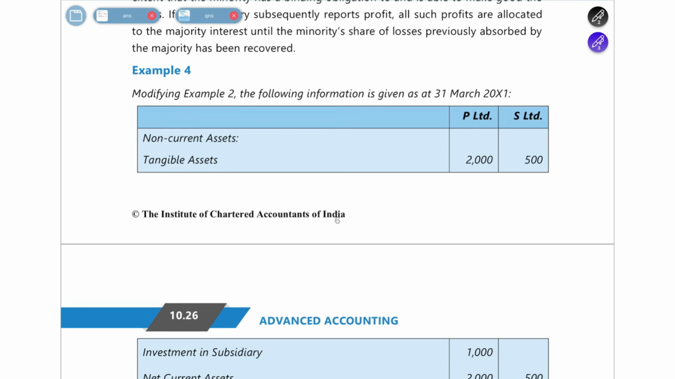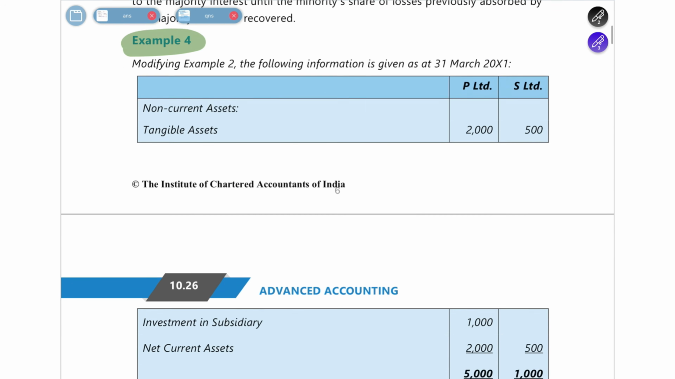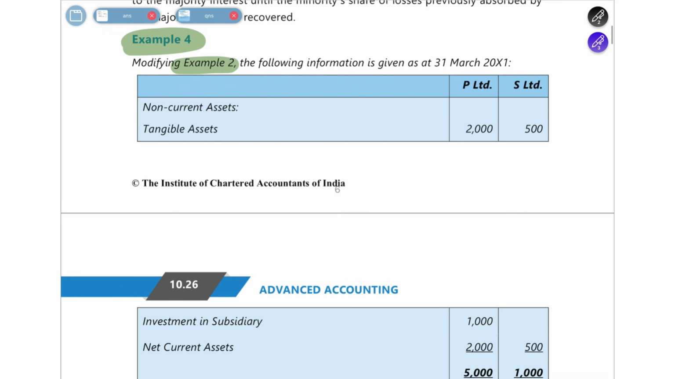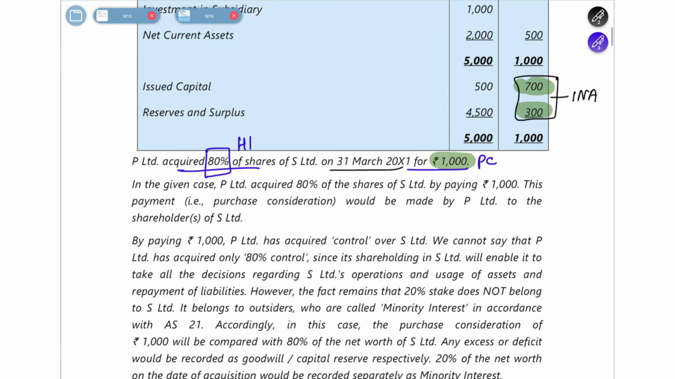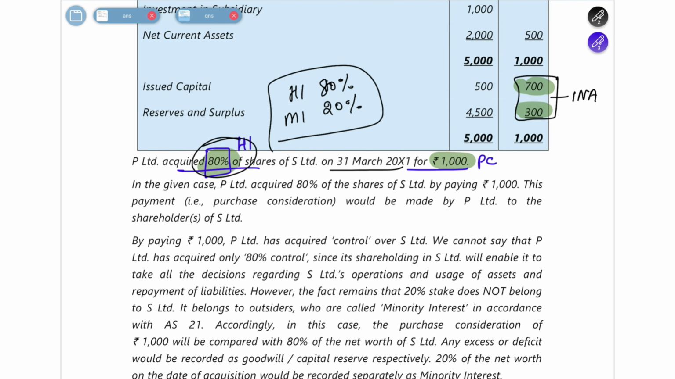So now let's move on to example number 4. In example number 4, they are saying that modifying example number 2. So in example number 2, we had issued share capital of 700, reserves and surplus of 300, and your PC was 1000. Here the only change from the previous example is that your holding interest earlier was 100%. Now they have made it 80%. So now you will have holding interest of 80%, as well as another thing which is known as minority interest of 20%. So this is how your sum is going to change.